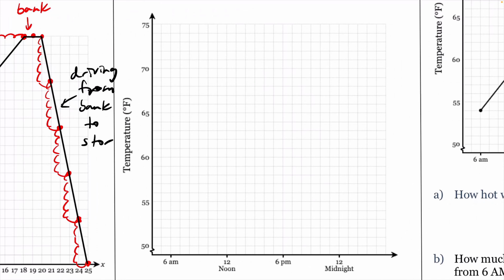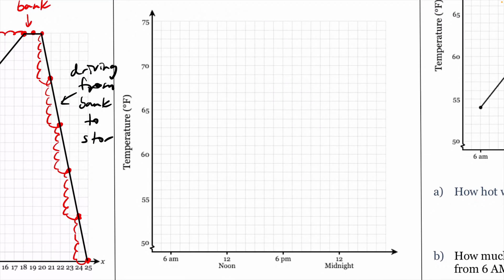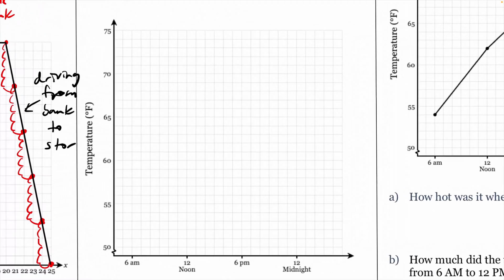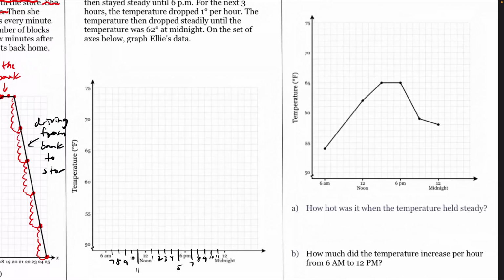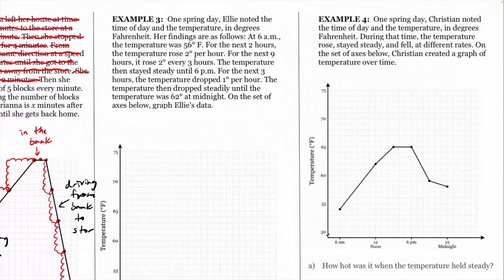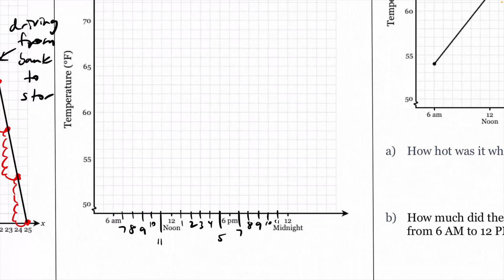So what I want you to do is make dots for this story here. Okay, I'm going to walk around. We'll do it together, but I want you to try this one. Okay, so if you're still working, keep working. So Ellie, on a spring day, she's recording all the temperatures. So at the beginning of the day at 6 a.m., the temperature was 56 degrees. So at 6 a.m., I'm going to go make one at 56 degrees right there.